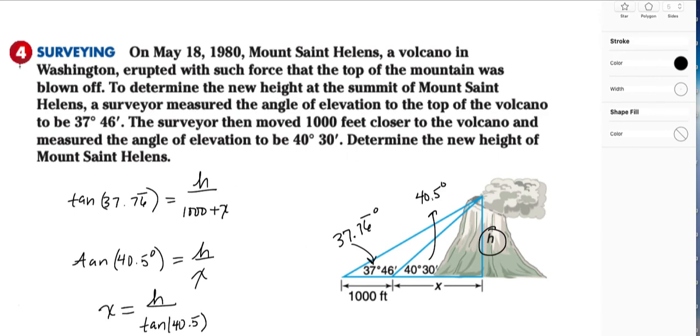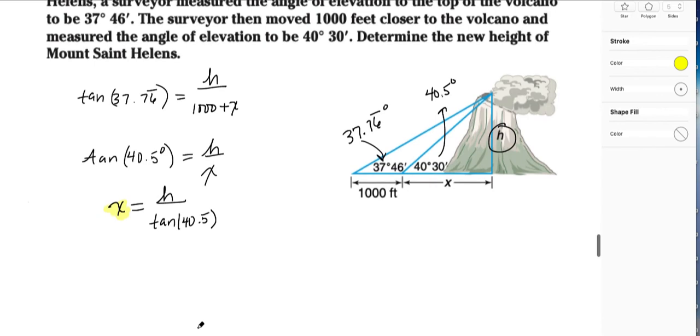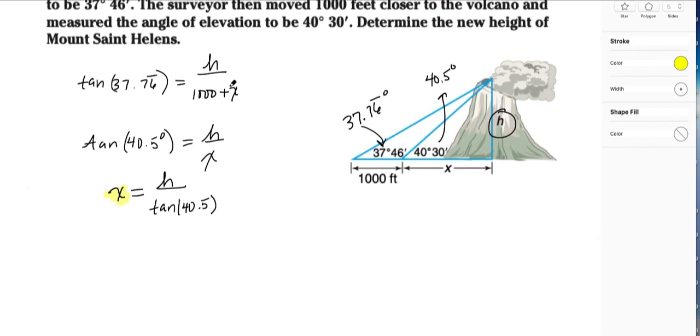So with a little bit of algebraic manipulation, I can get that x is equal to h over the tangent of 40.5 degrees, and then I can take this same x and substitute it in there. And the benefit is that I have one equation with one unknown as opposed to two equations with two unknowns.